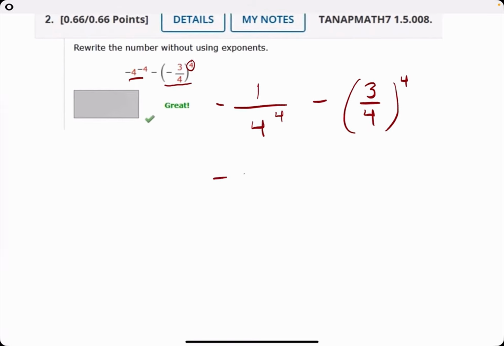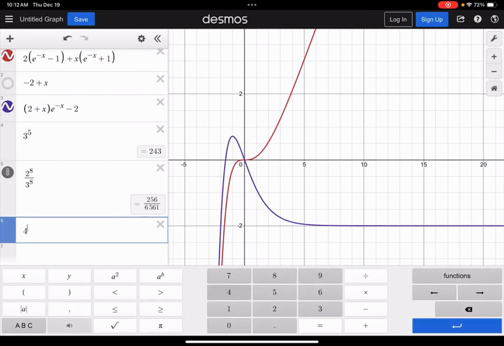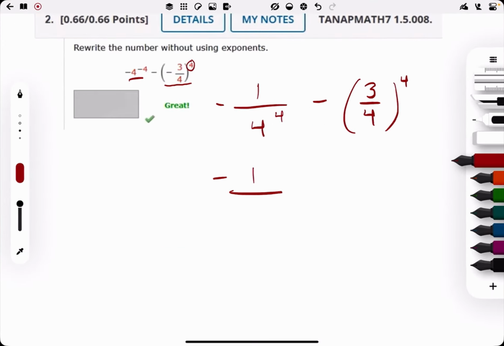Now, 4 to the 4, what the heck is 4 to the 4? That's 64 times 2. I think it's like 216. Let me fact check that. 4 to the 4 is 256. I always mix those up.